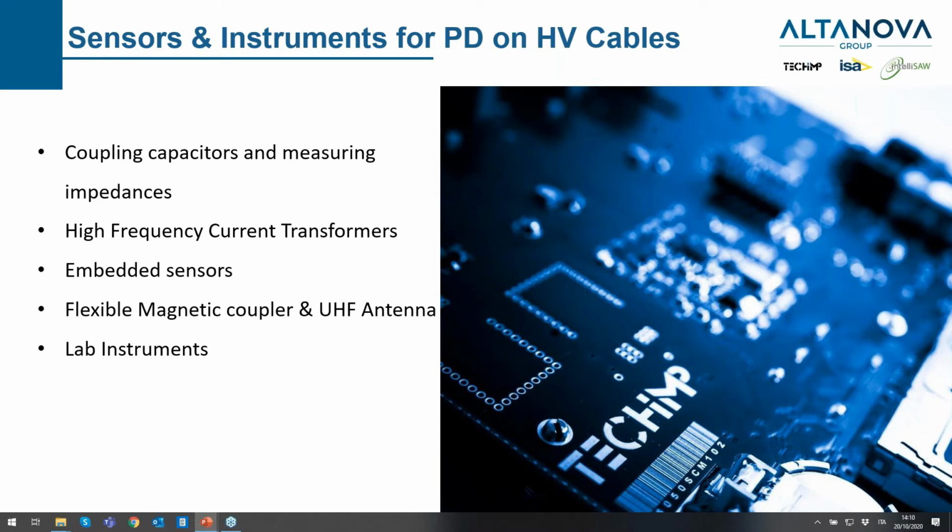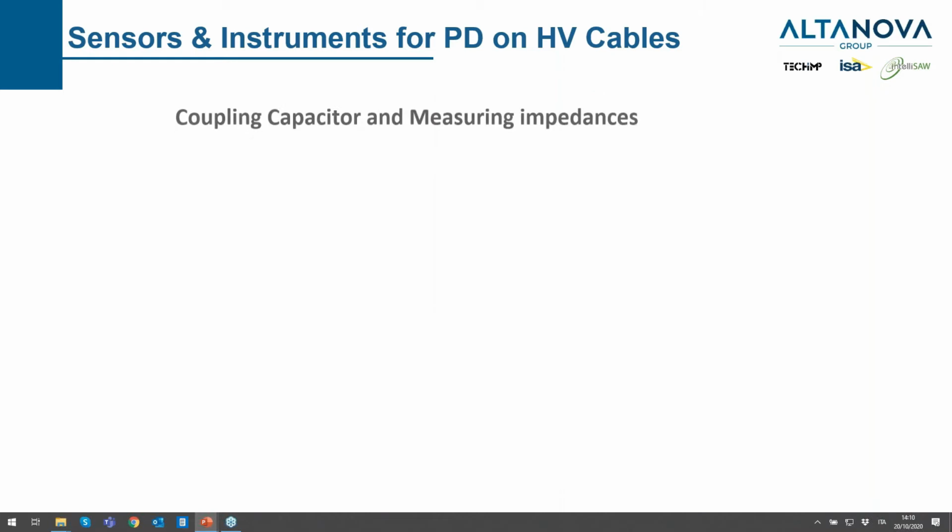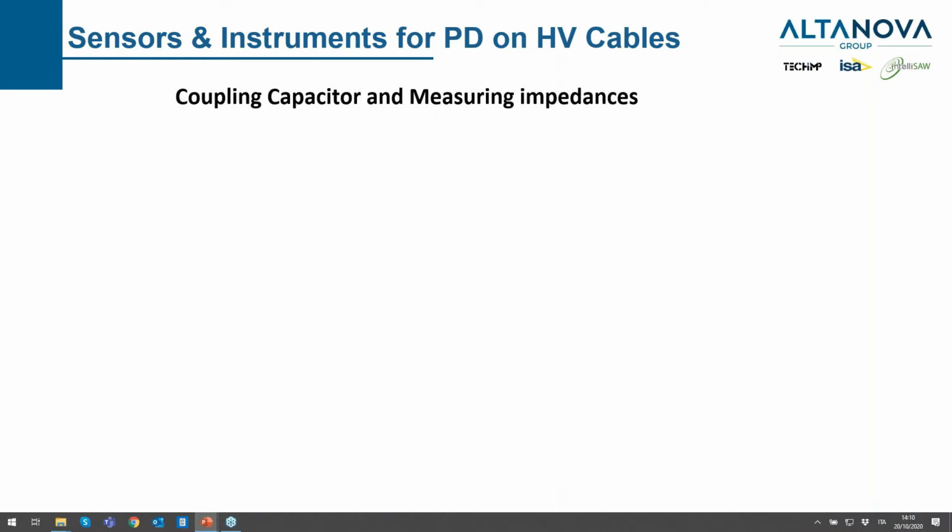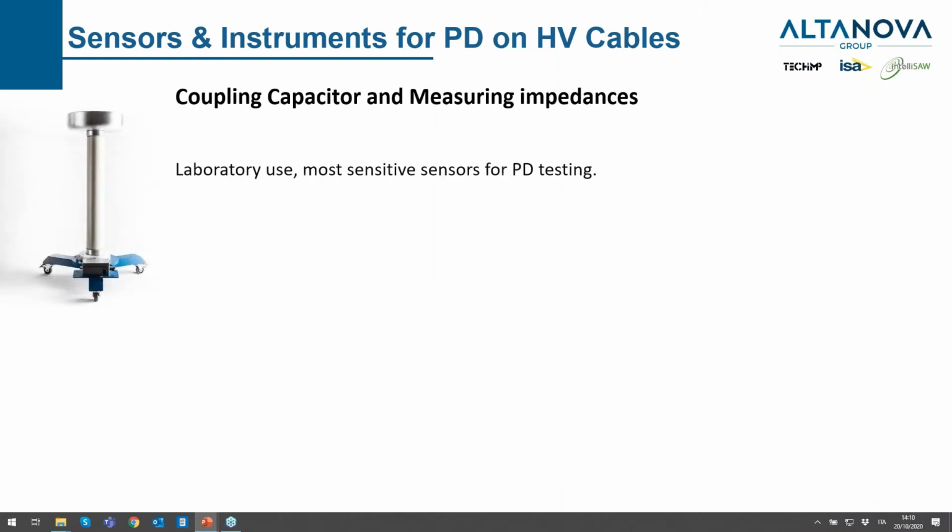After that, we will also see what instruments we can use. The KIMP has a wide portfolio of instruments for laboratory technologies, for field testing, and finally for permanent monitoring of the high voltage cables. Let's start with the coupling capacitor and measuring impedance.